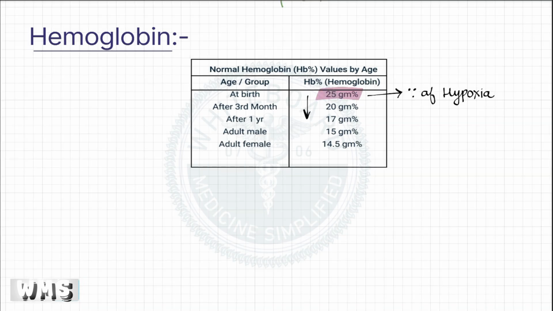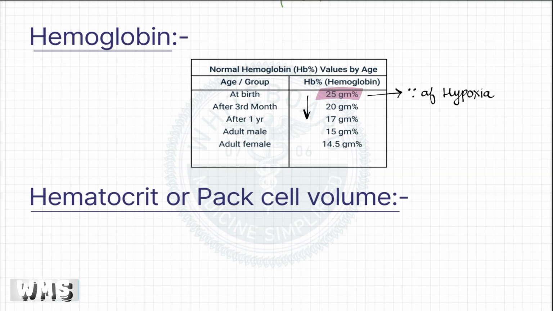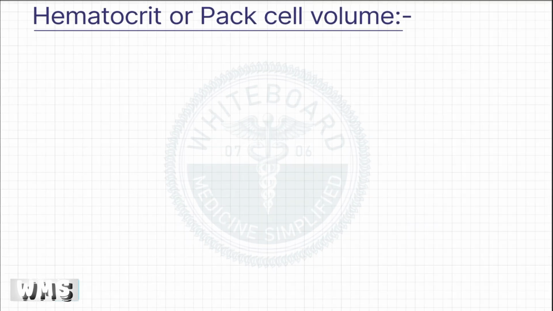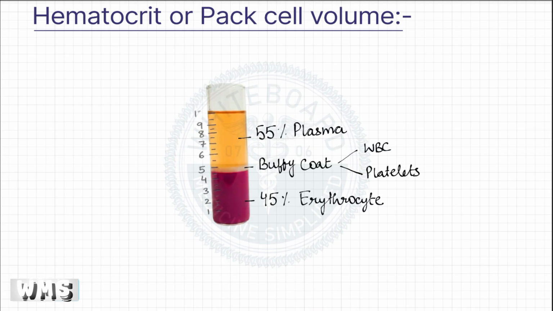The next parameter is hematocrit, which is also known as the packed cell volume. Hematocrit is basically a measurement of how many RBCs you have in your blood. Suppose in this sample, the 55% portion is of plasma and erythrocytes contribute about 45%, and the buffy coat, which contains the WBC and platelets, contributes only less than 1%. So this 45% represents the hematocrit or PCV.